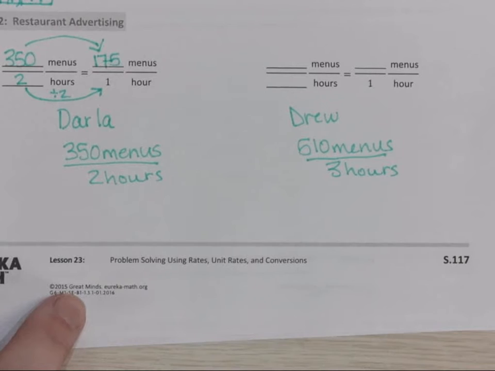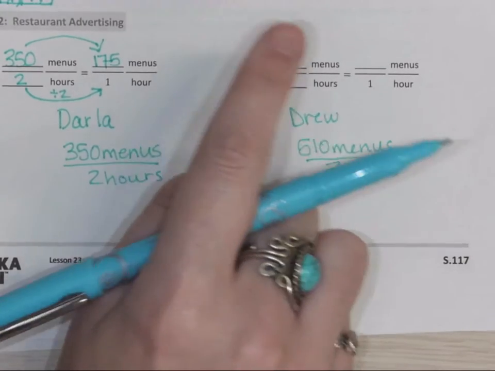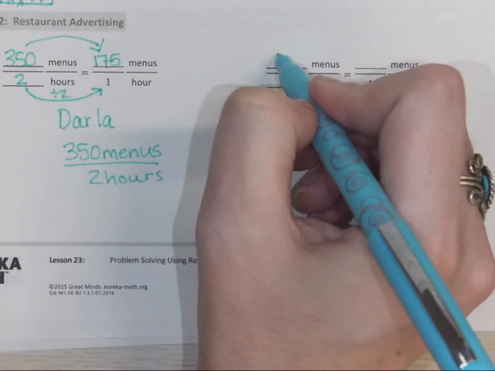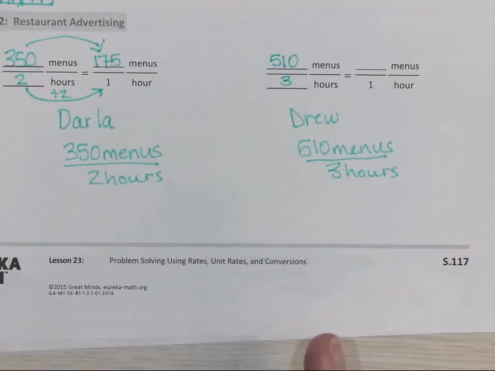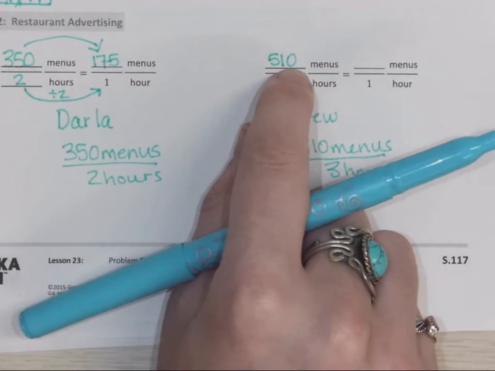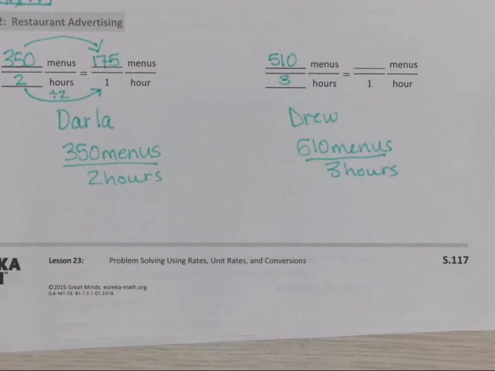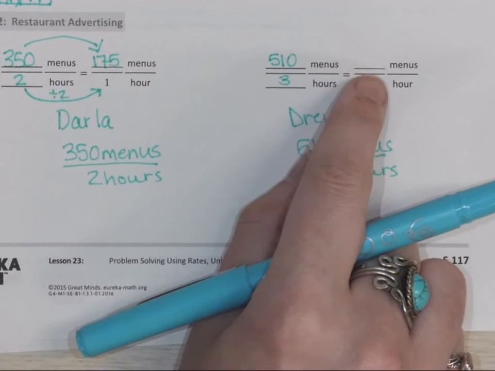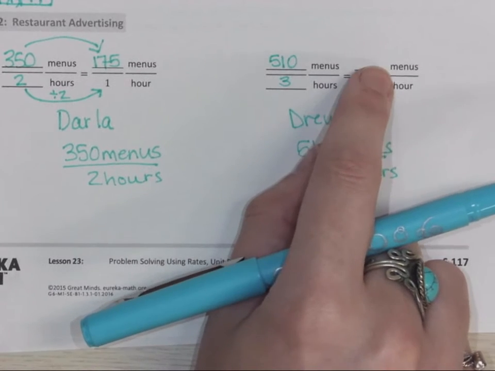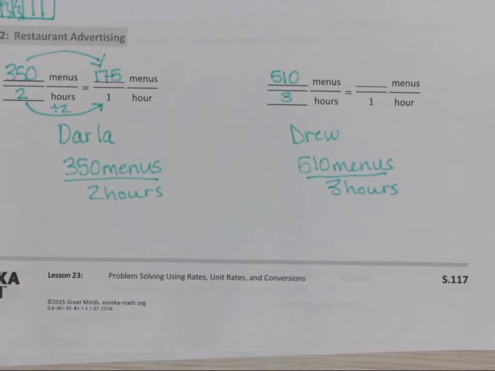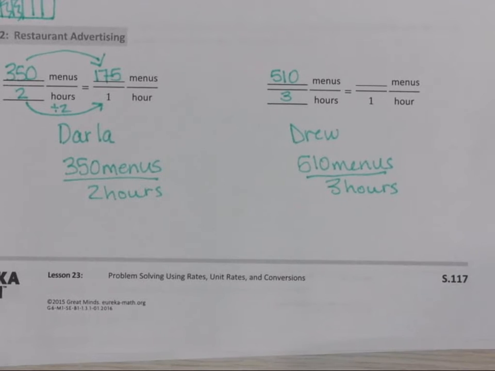Let's talk about Drew. What can I write in the blanks for Drew, Tony? 510 for every 3 hours. And Dasani, why did I write 510 here and not here? Because you're trying to see how much you made in 1 hour, not 3. Because we want to know how much we made in 1 hour. So that's going to be what we find. Yes. Now, what's my next step? What's my next step, Jordan?